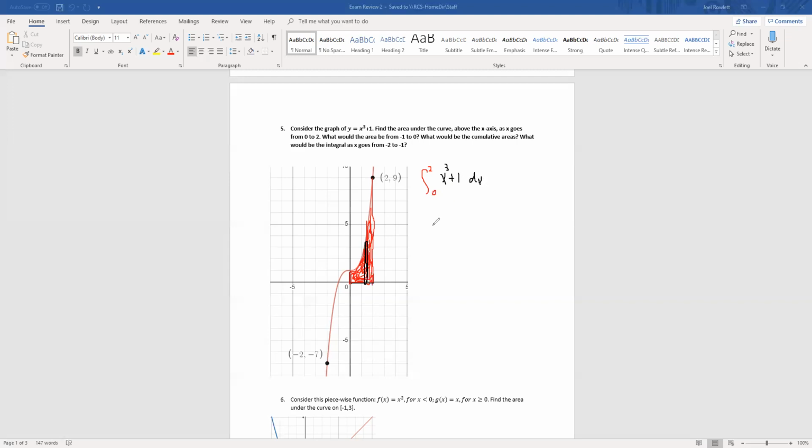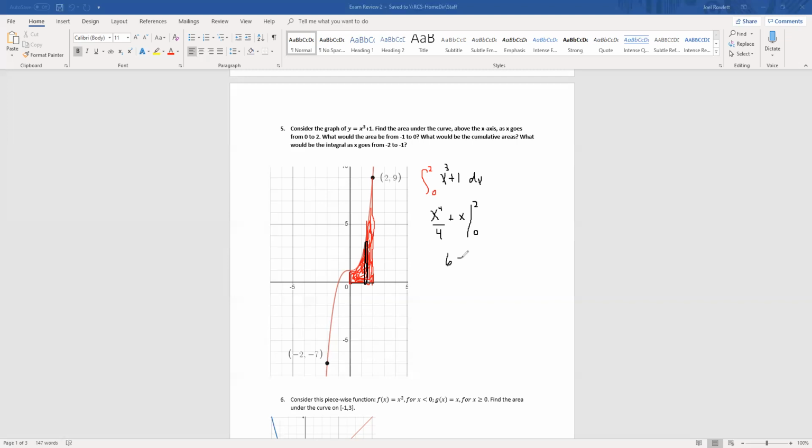And if I integrate x cubed plus 1, I get x to the power of 4 divided by 4. And the integral of 1 dx is x. And again, we're going from x is 0 to x is 2. And now we'll plug in the upper bound and subtract the lower bound. Well, capital F of 2 is going to be 16/4, which is 4, plus 2 is 6.